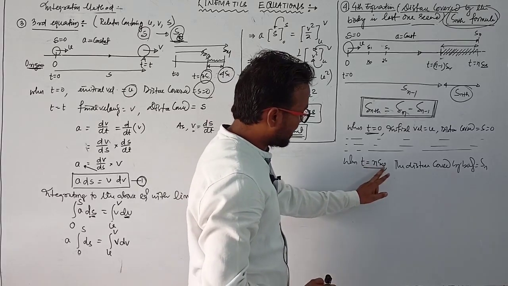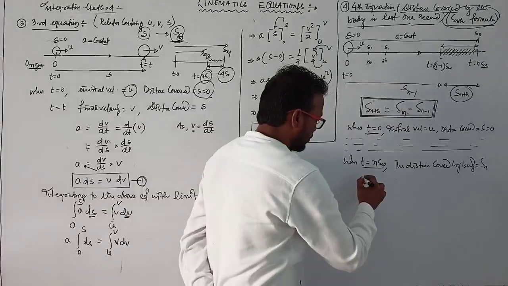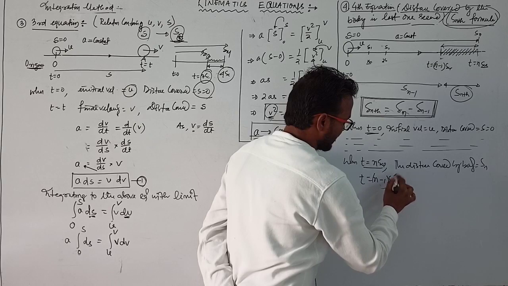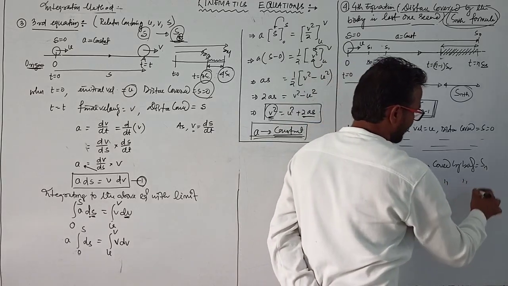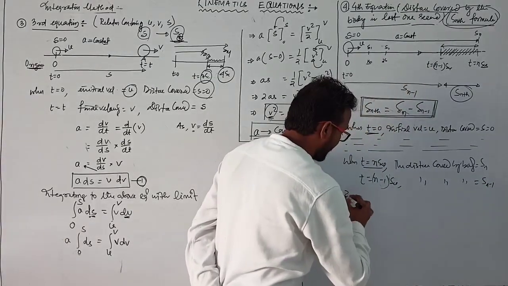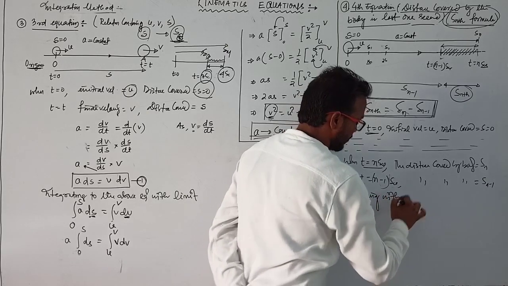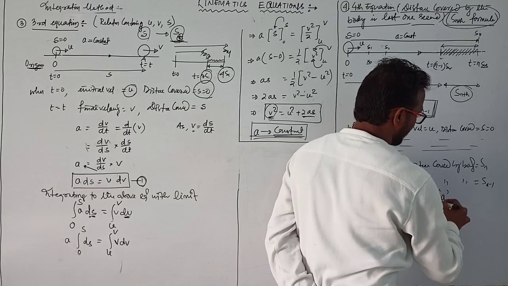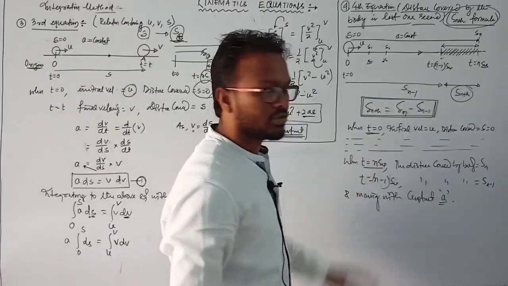Clear? At t equal to n seconds, the distance covered by the body is Sn. And when time t equal to n minus 1 seconds, the distance covered by the body is Sn minus 1. The body is moving with constant acceleration, which means straight line motion.